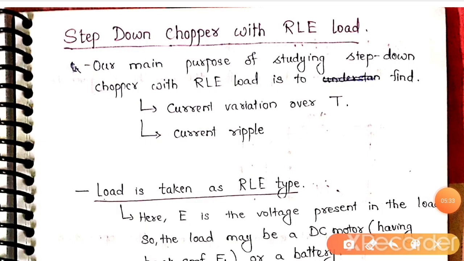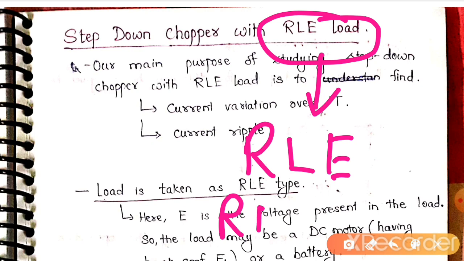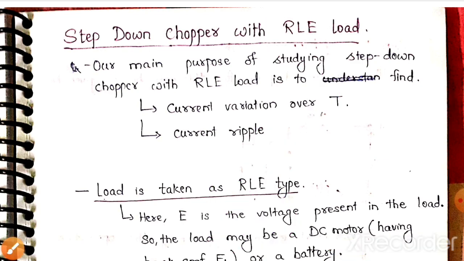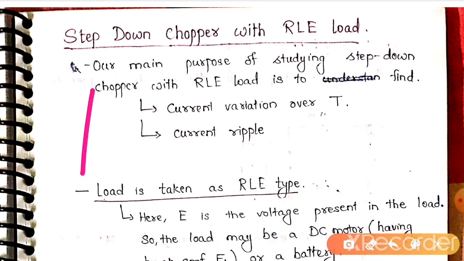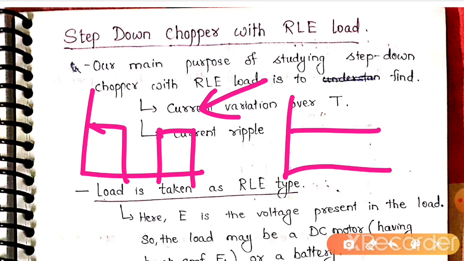Next is step down chopper with RLE load. We are considering RLE load here because this is the more general case of load. If we understand the working with RLE load, then we can easily know the function of the chopper circuit with RL load even. Since it's a chopper circuit, we get variable DC as output.